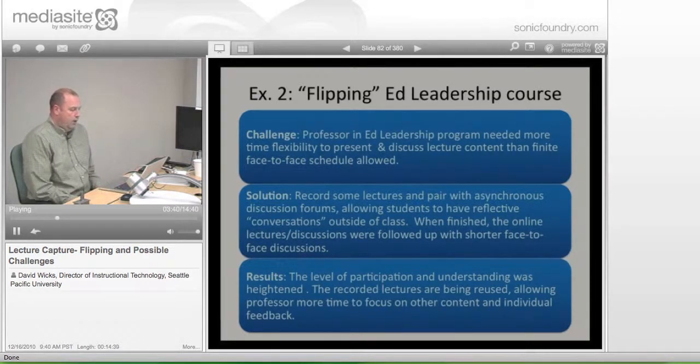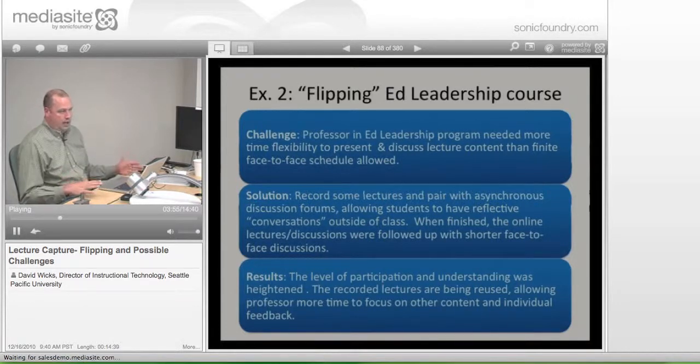The second example is also from an ed leadership course. And in this case, the professor needed more time to present. He was given a certain number of topics that he was supposed to cover in his course, and he felt like he just didn't have enough time. He was meeting with these students, I believe, once a week, and the amount of time that they were given, he felt like he had 2 more topics that he needed to cover, and every time he was trying to address it, it just felt rushed, and he felt like he was cutting into the discussion time.